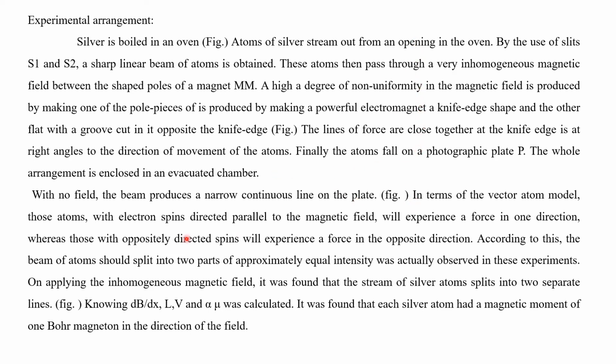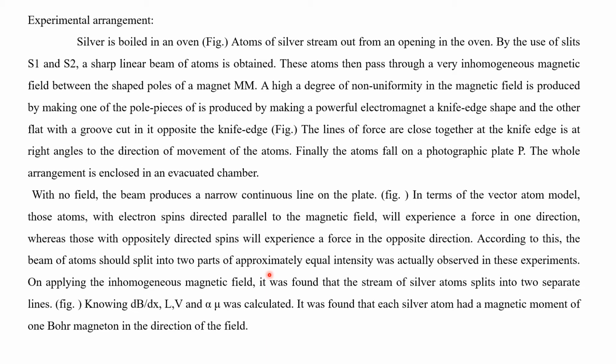In terms of the vector atom model, atoms with the electron spins directed parallel to the magnetic field will experience a force in one direction, whereas those with oppositely directed spins experience a force in the opposite direction. According to this, the beam of atoms should split up into two parts of approximately equal intensity, which was actually observed in those experiments.